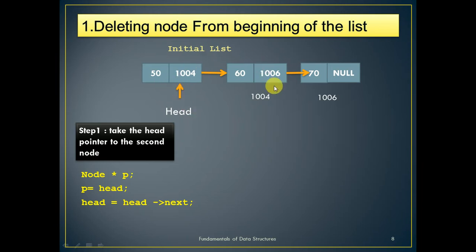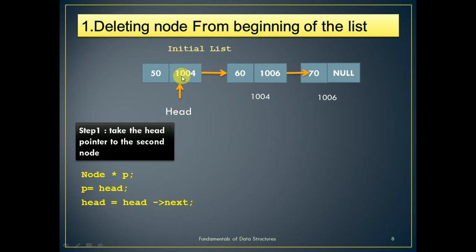For taking the head pointer to the next node, we require another pointer variable to store the address of the first node. Now we will declare another node pointer variable, that is p. Initially p contains the address of head, that is p is equal to head. Now p contains 1004. Now we have to move head to the second node of our list, that is head is equal to head points to next.